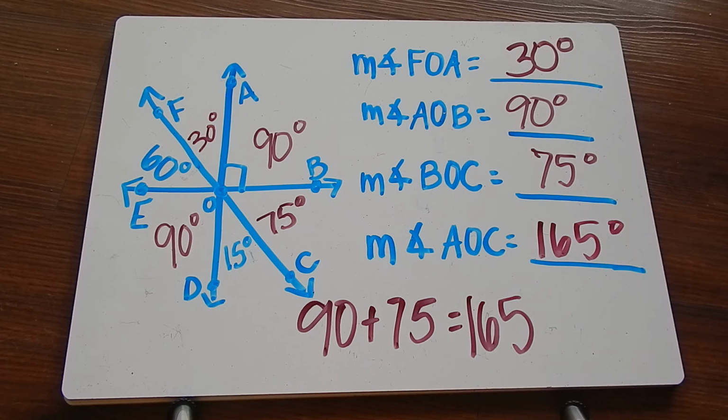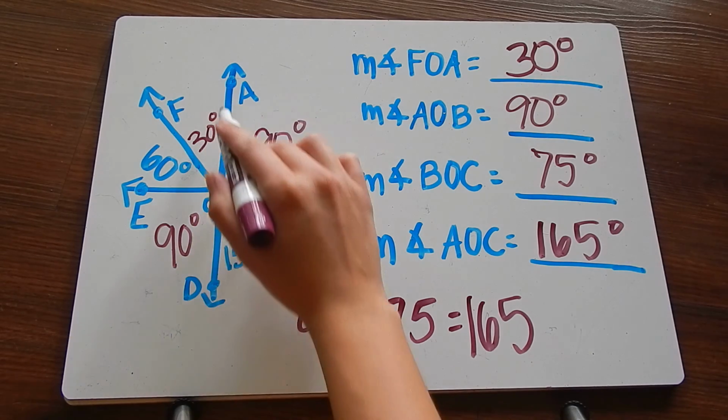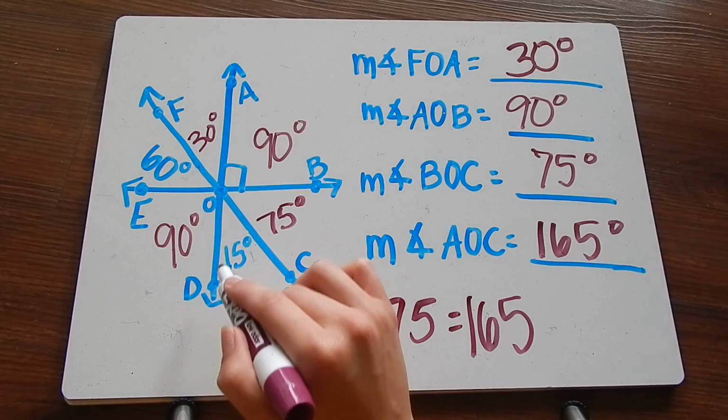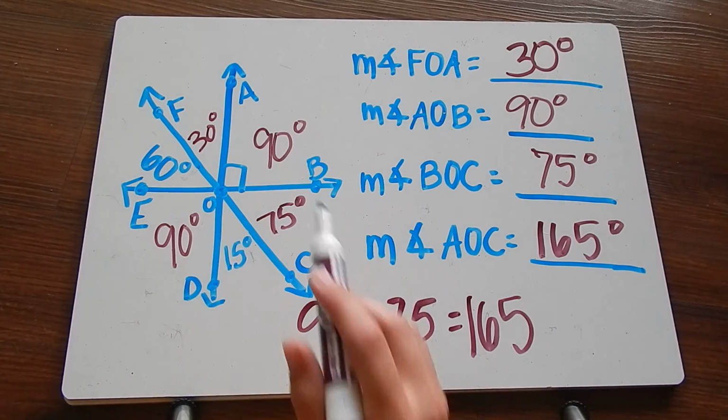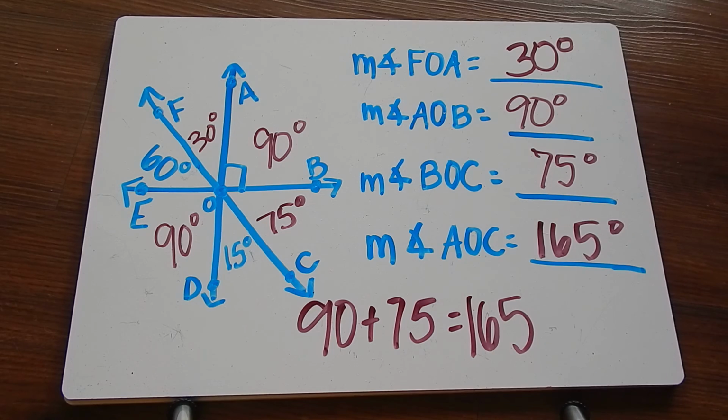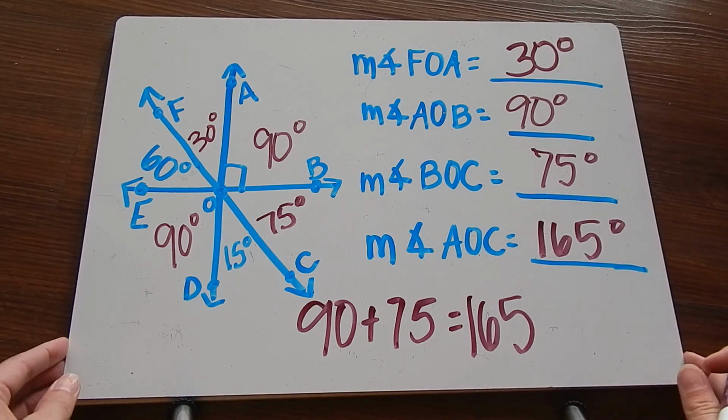So that is 165 degrees. You could have also looked to see this is the angle here is 180, this part is 15, so what's left over is 165. So there's a couple ways you could have done that one.